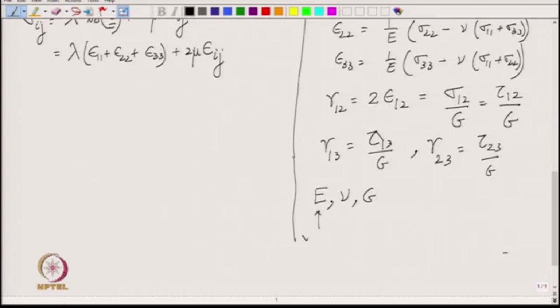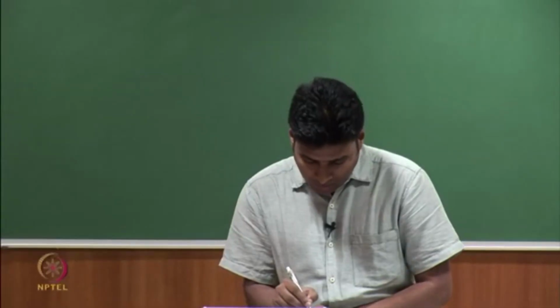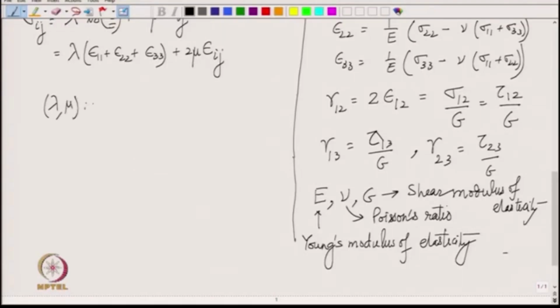So, I will write here E is the Young's modulus of elasticity, nu this is called Poisson's ratio, G this is called shear modulus of elasticity. Okay. On the left hand side we have 2 constants lambda and mu. So, they are called Lamé's constants. Okay. So, after a mechanician Lamé, it is called Lamé's constants.